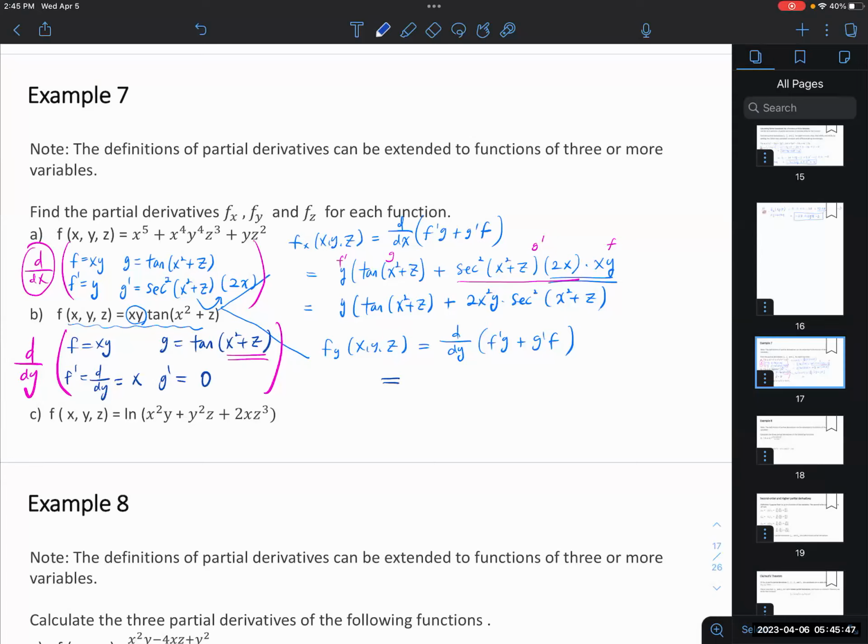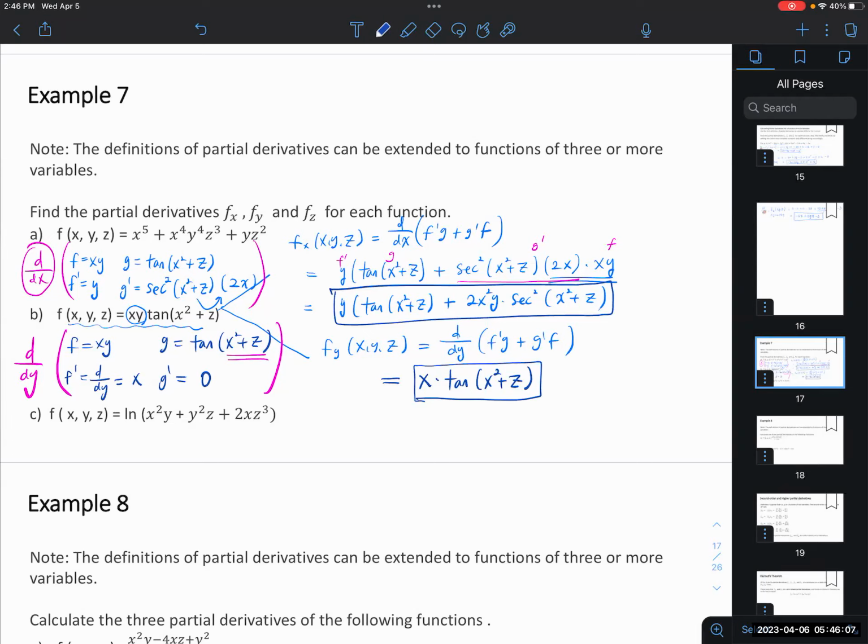f prime, we have x, g, x times tangent x secant plus z. And then g prime is 0, so 0. That's the answer. This is for sure, we got it. So this is the answer for the above.